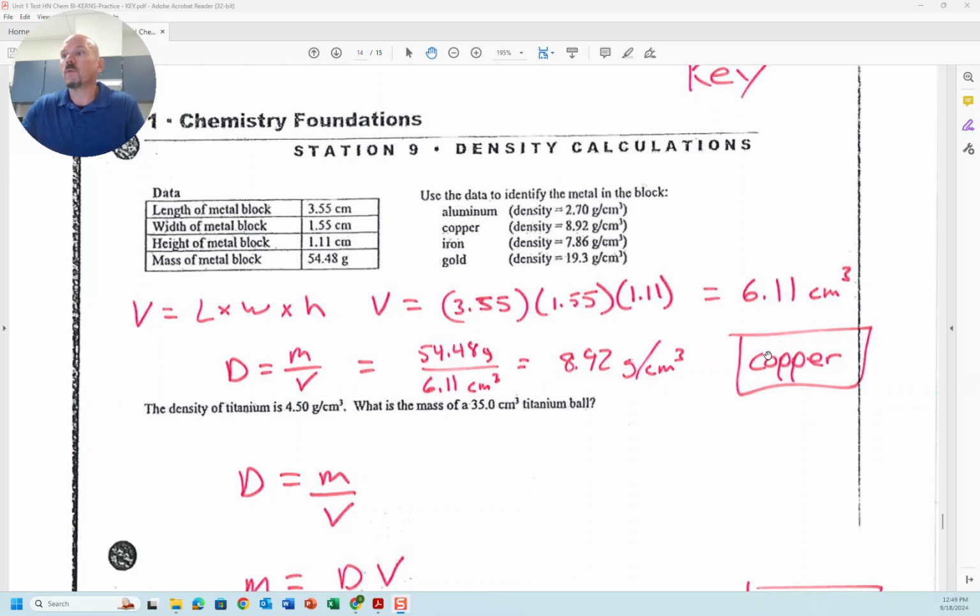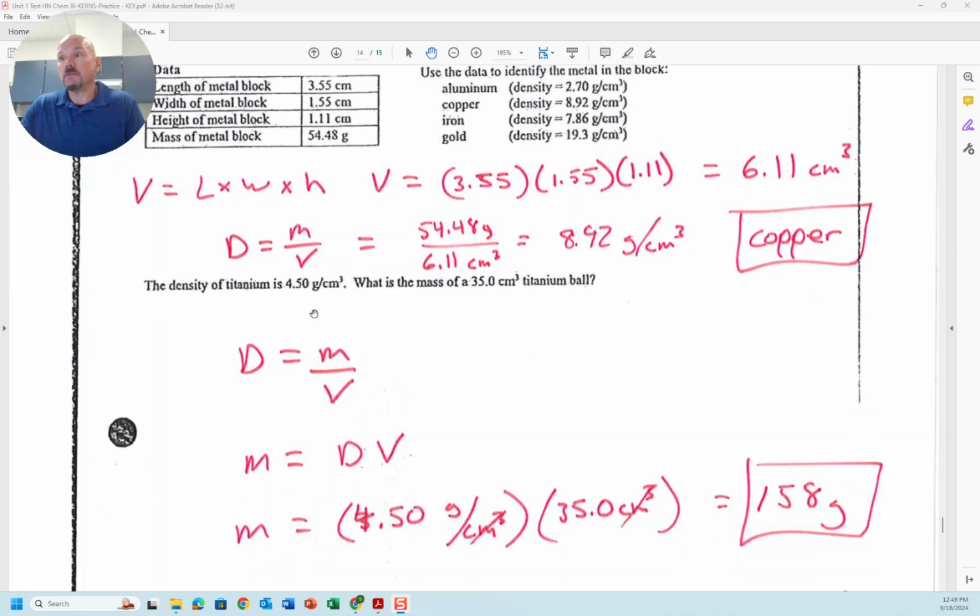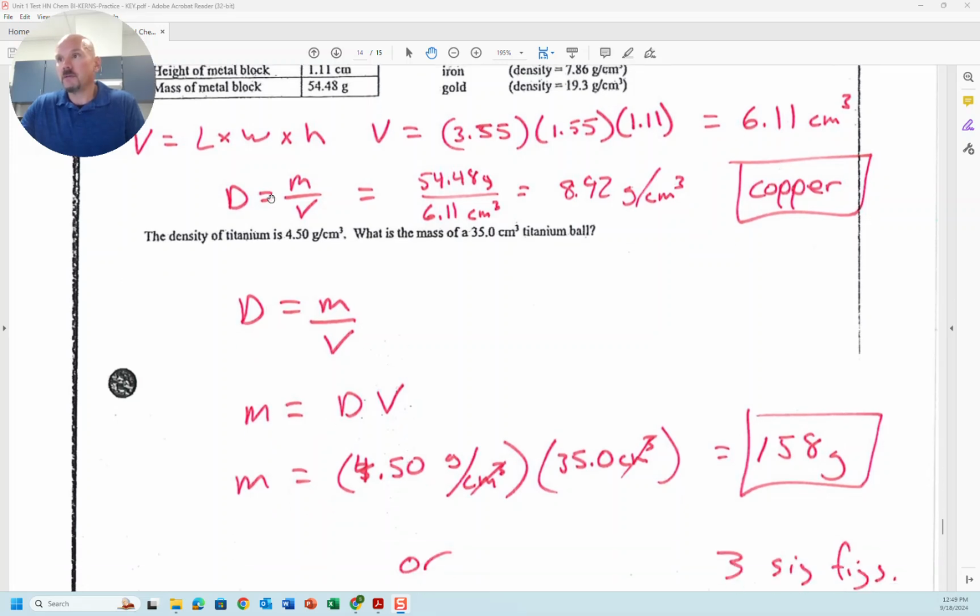Okay. And then here, using the density equation and/or dimensional analysis, to go from volume to grams, or grams to volume, right? So here's the volume of your titanium ball. You're given the density of titanium. You want to figure out the mass of your ball. So D equals M over V, but we're solving for mass. So mass equals density times volume. So all you have to do is plug in your density, which was given to you here, and plug in your volume, which was given to you here.